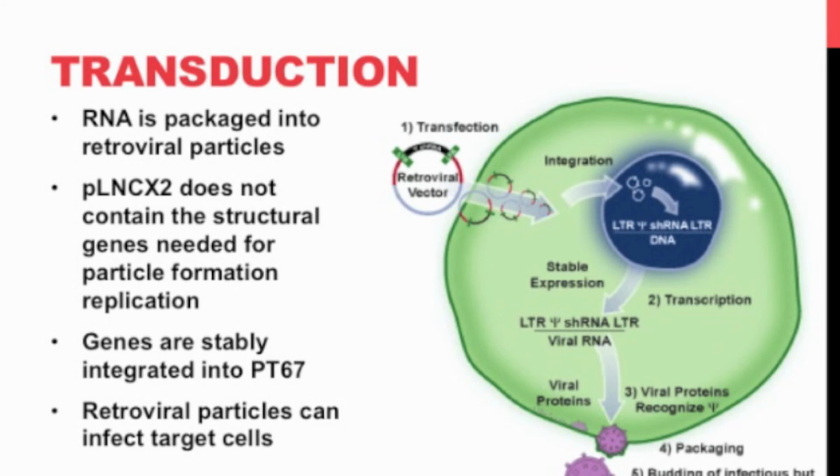pLNCX2 is unable to infect U937 cells. Therefore, a transduction was performed to integrate pLNCX2 AF2 into the cell line PT67, which is capable of infecting the U937 target cells.